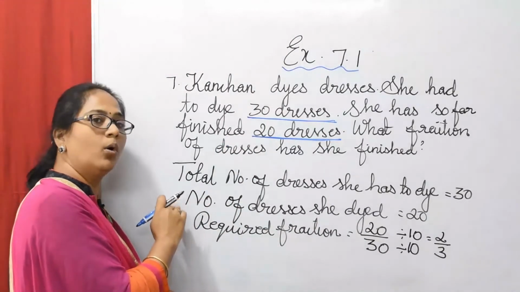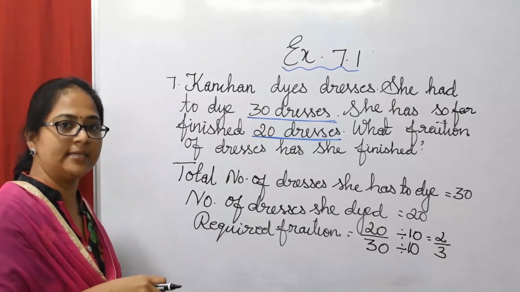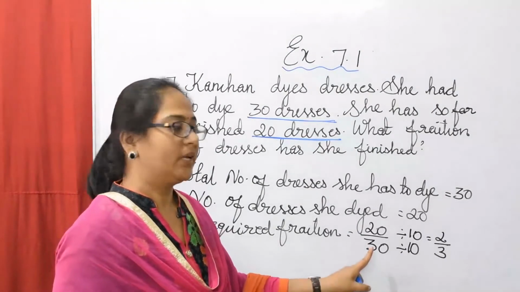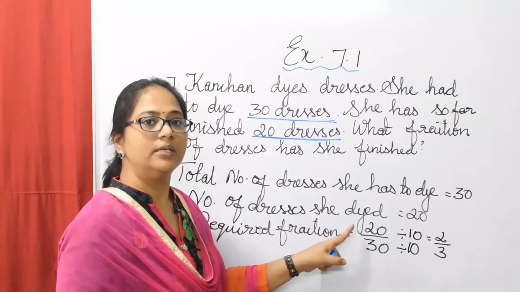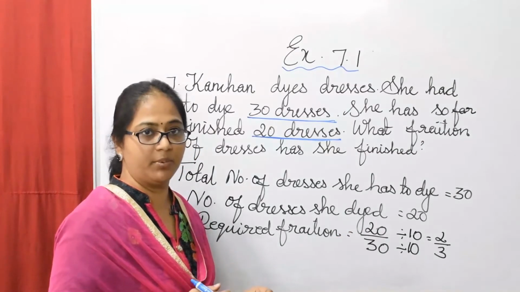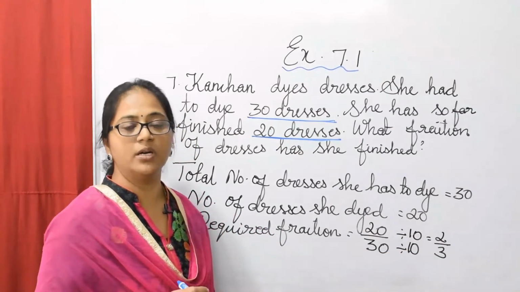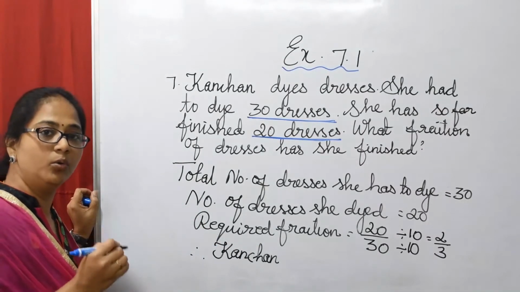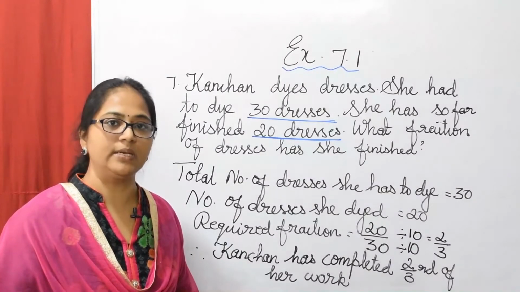So now total number of dresses she has to dye is 30, and she has completed 20 there. So out of 30 she has completed 20. Understood? So what fraction of work she has completed here? So 2/3. Okay, 2/3 of her work she has completed. Therefore, Kanchan has completed 2/3 of her work. Understood?